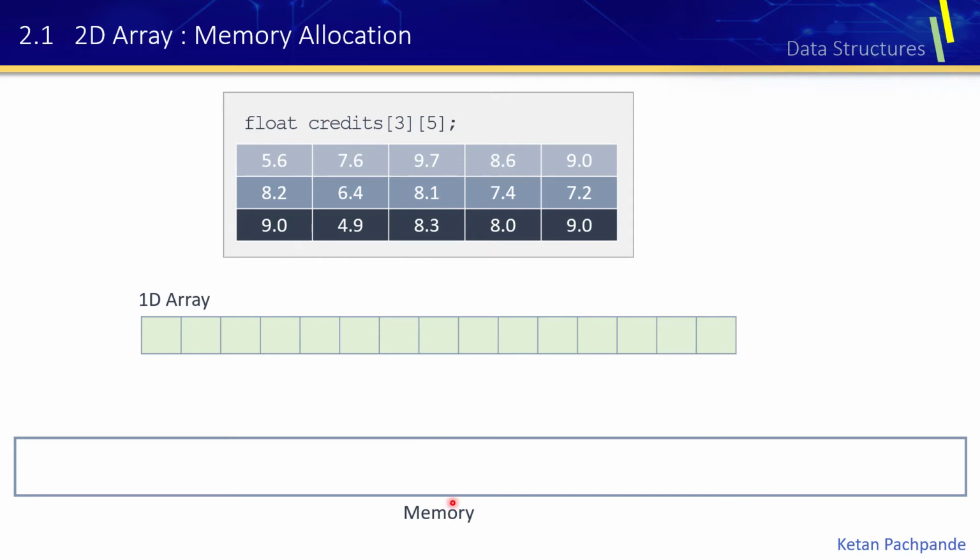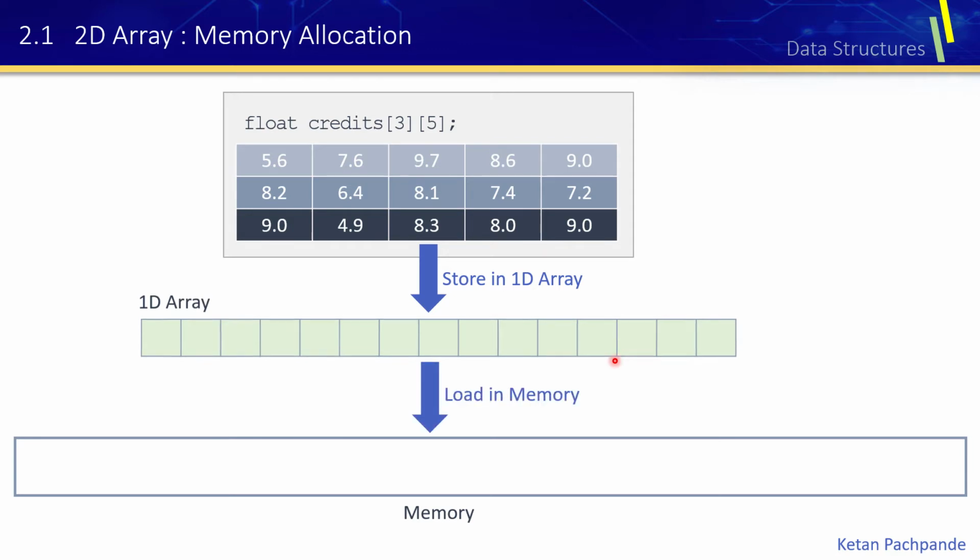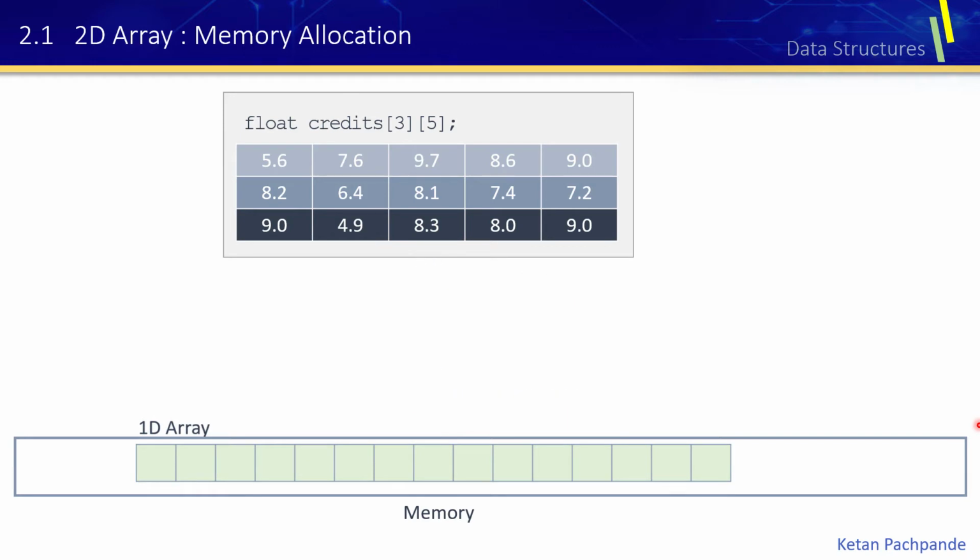To store it indirectly, I need to take a 1D array and somehow store these 15 elements in the one-dimensional array. Then I will load this one-dimensional array in the memory. And that's how the multi-dimensional arrays are stored in memory. No matter whether it is a two-dimensional array or three-dimensional array or n-dimensional array, we have to first store the multi-dimensional array in a 1D array and then the 1D array will be stored in the memory.